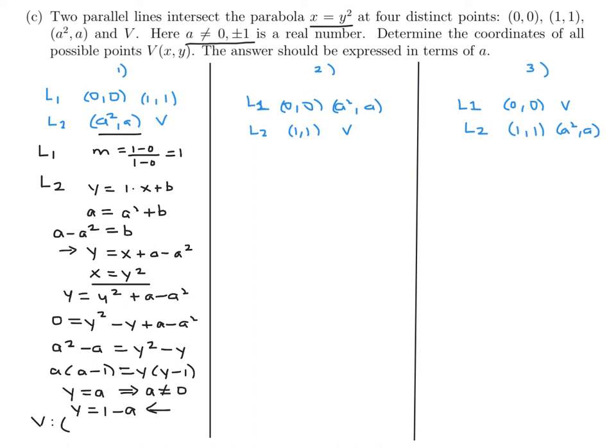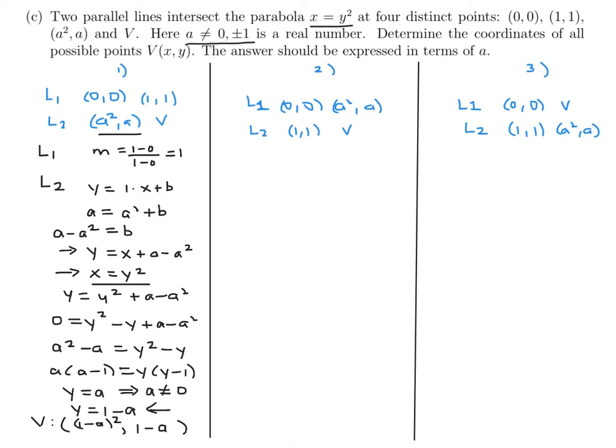So that means my coordinates x, y would be y is 1 minus a, and then x is y squared, right? So that would be 1 minus a squared. X would be 1 minus a squared. And there we go. That's what they wanted. They wanted v in terms of a.